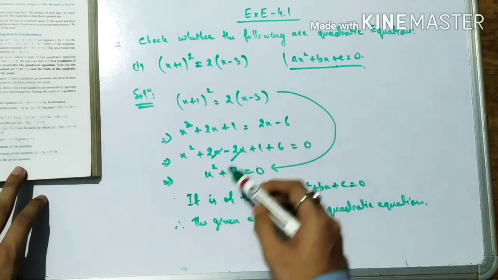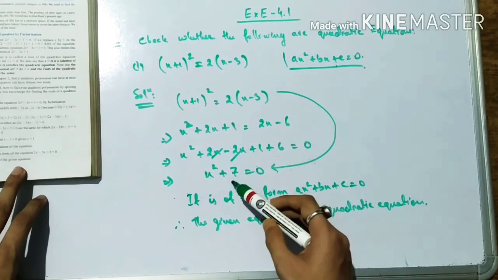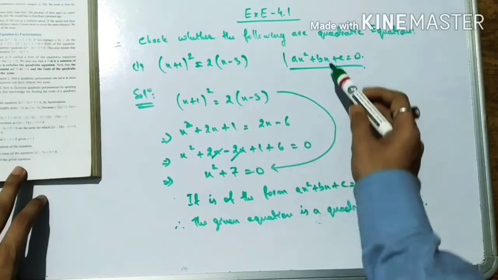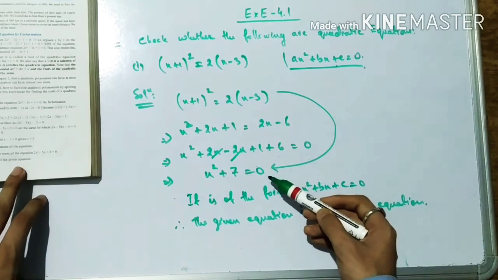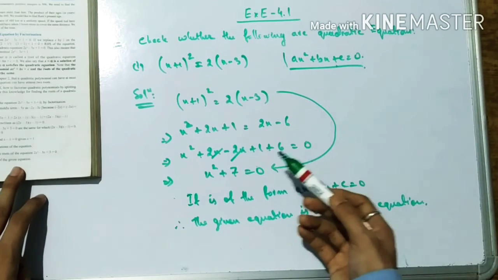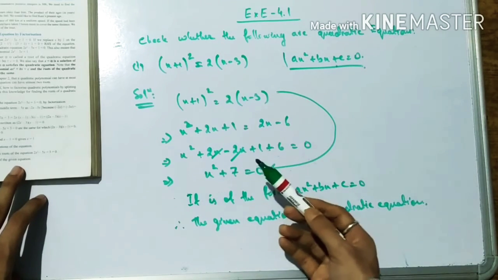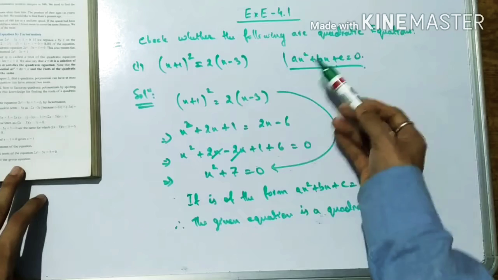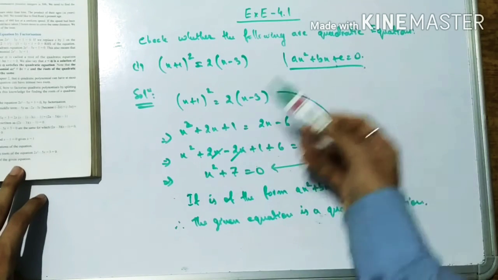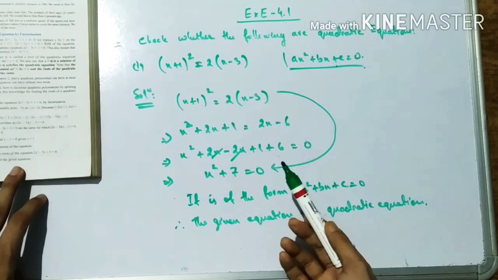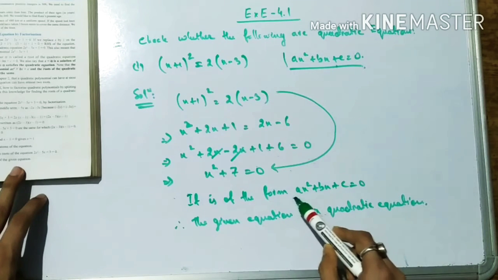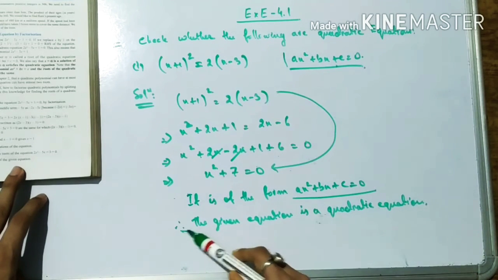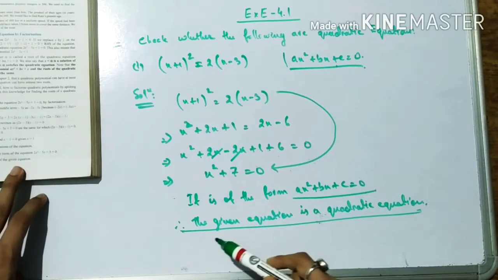Now you can say that it is not matching. It is not of the form ax square plus bx; the bx is not there. It is directly in the form of ax square plus c is equal to 0. No problem, it is in the form of ax square plus bx plus c is equal to 0, where the b is 0 here. Understand, the b is 0 here. So therefore I can say that it is of the form ax square plus bx plus c is equal to 0. Therefore the given equation is a quadratic equation.